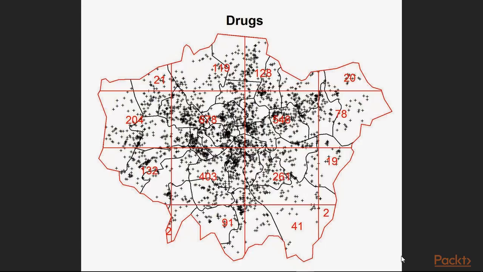One technique we're going to explore for this purpose is quadrat counting. This technique divides the study area into sub-regions that can be of various shapes and sizes, and simply counts the number of events in each sub-region. This allows for a very fast and simple test of the spatial distribution of our events.